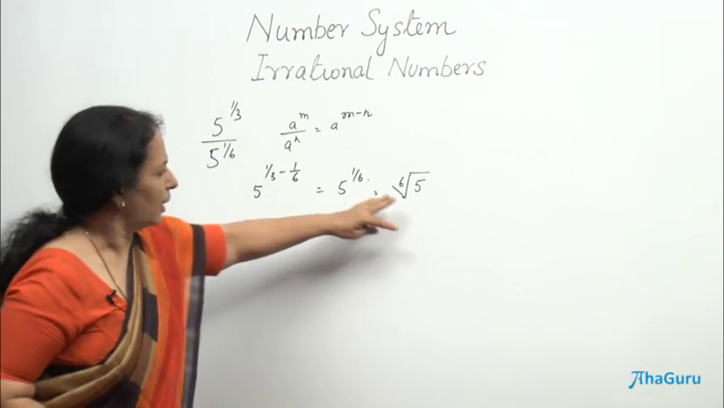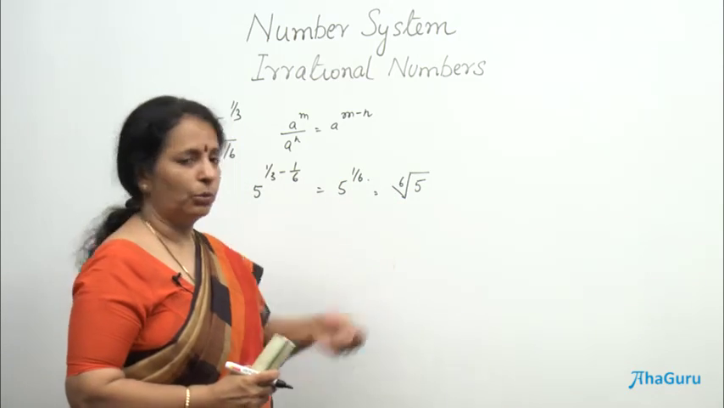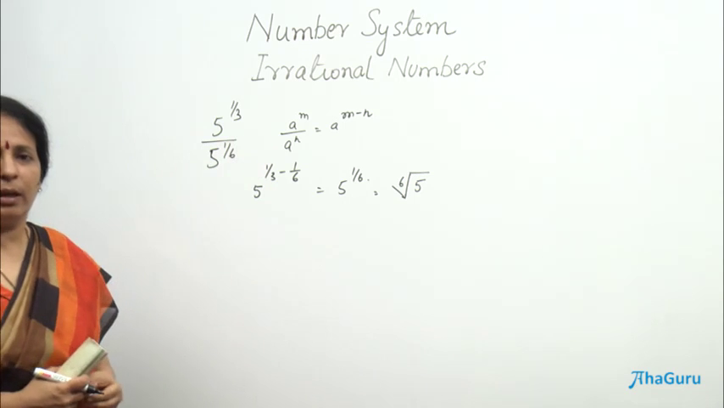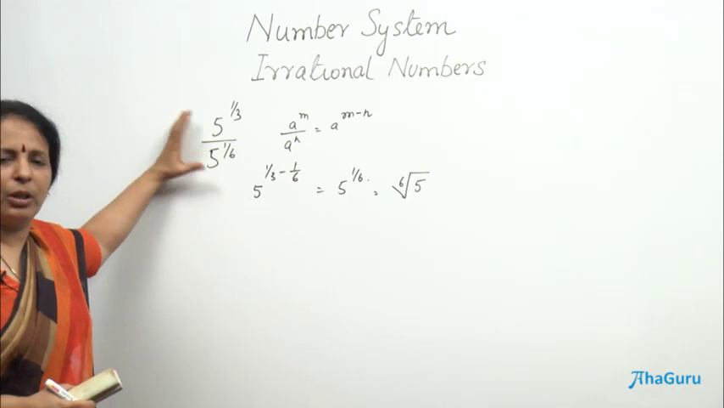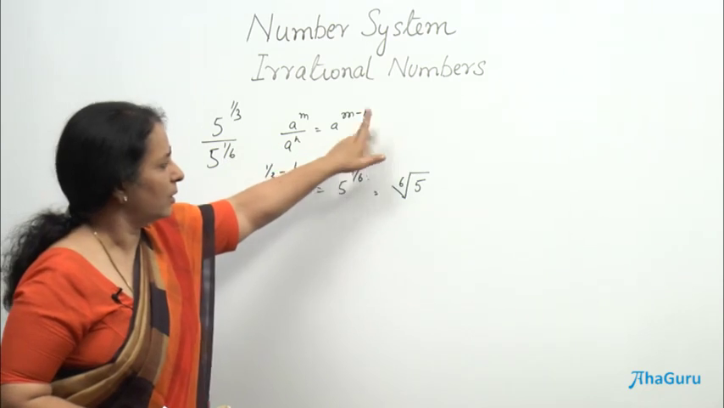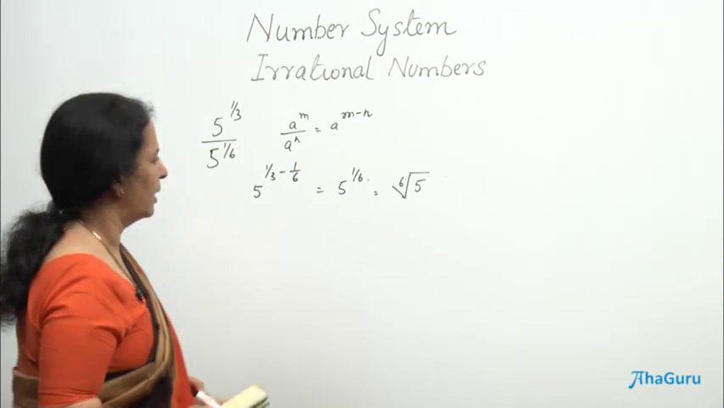So, nothing wrong if you have written it that way. 5 to the power 1 by 6 is nothing but 6th root of 5. But please look at how we have done. Even though the powers are rational numbers, the bases are still natural numbers. Whether they are natural or rational, the rules are the same. A to the power m divided by a to the power n is equal to a to the power m minus n. This is a simple calculation and we have got the answer.